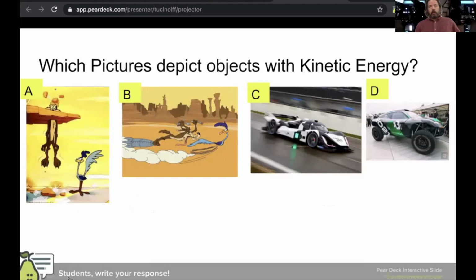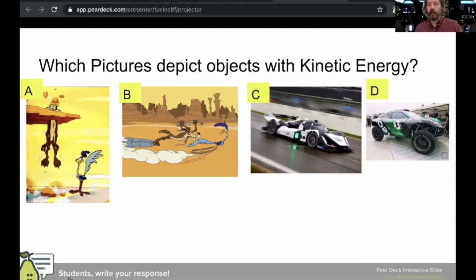In Pear Deck, A, B, C, and D may or may not have kinetic energy. Tell me which ones have kinetic energy. There's more than one picture that has kinetic energy. And describe which one has kinetic energy and why you're saying that.